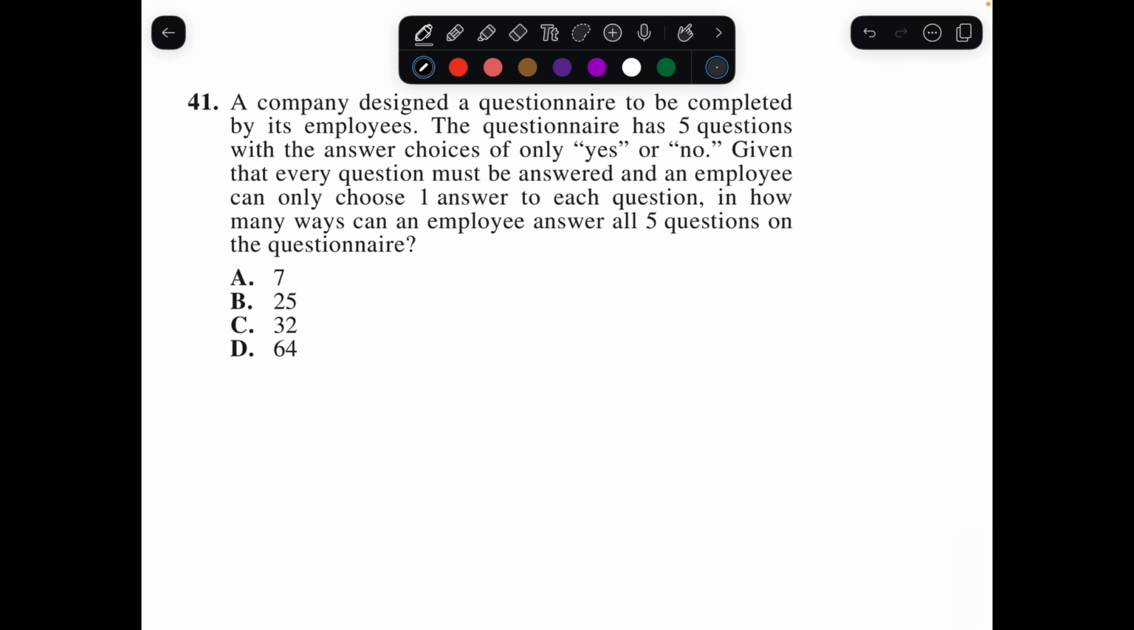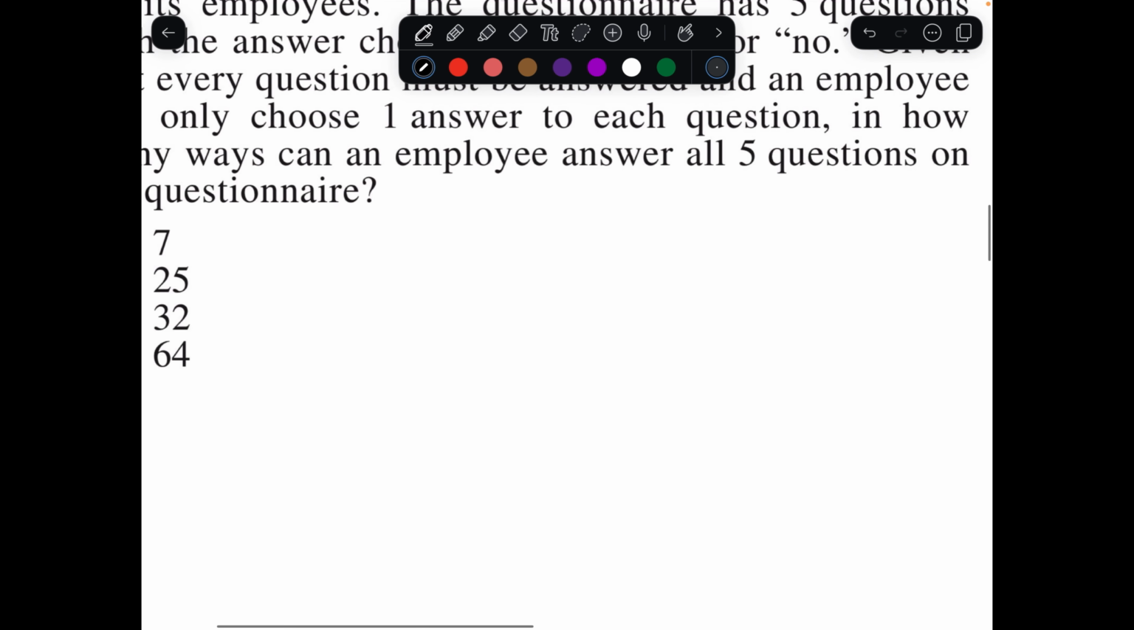On to the last question, question 41, which says, a company designed a questionnaire to be completed by its employees. The questionnaire has 5 questions with the answer choices of yes or no. Given that every question must be answered and an employee can only choose one answer to each question, in how many ways can an employee answer all 5 questions on the questionnaire? So for this question, I'm going to put down 5 dashes. Each of these dashes represents one question: 1, 2, 3, 4, 5.